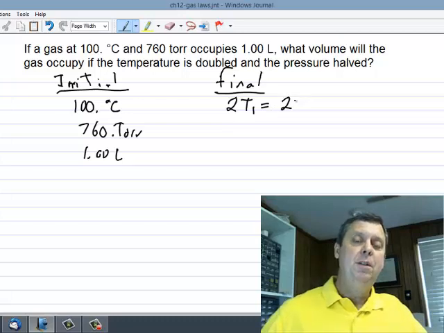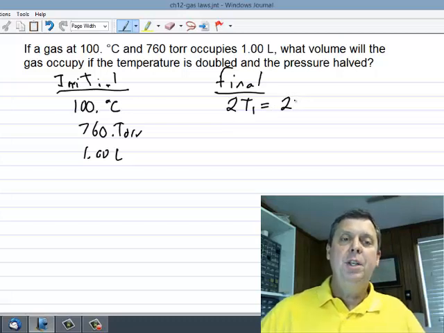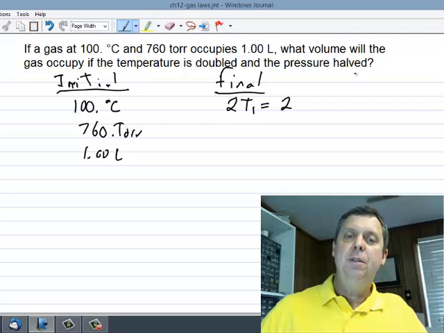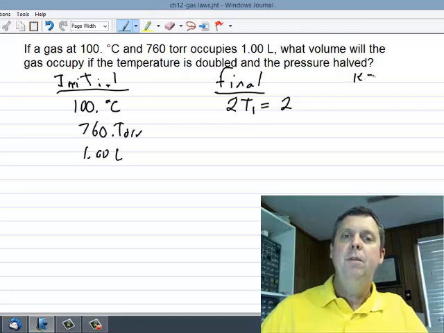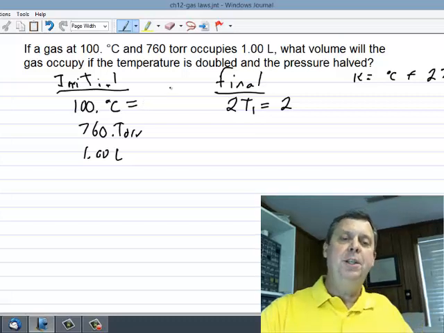Now here you've got to be careful. When we talk about temperature with gas laws, we really need to have the temperature in an absolute temperature scale, the Kelvin scale. And in this case, you can look up the relationship: degrees Kelvin equals degrees C plus 273. Therefore, this 100 degrees centigrade is going to be, actually, I'll stop here for a second.